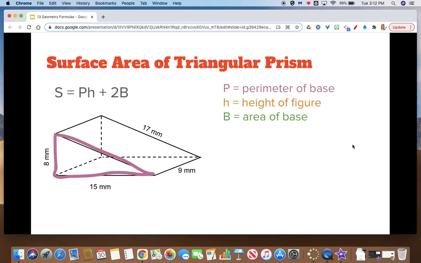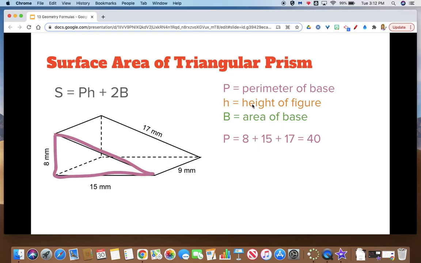Perimeter of our base, we have to use a triangle because the rectangles cannot be bases here. How do I find perimeter of that triangle? 8 plus 15 plus 17. I add them together. Write that step down. When we add them, we get 40.